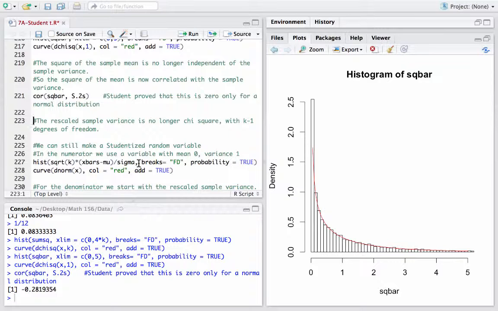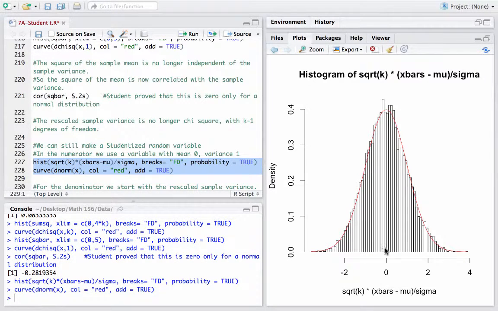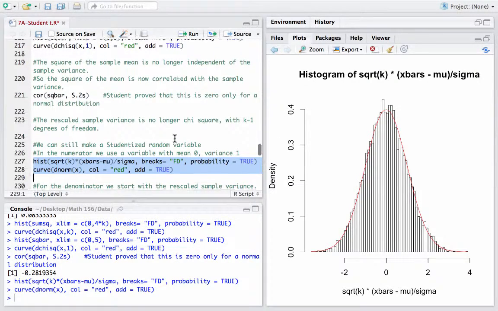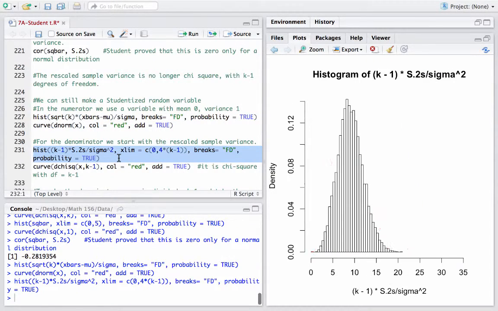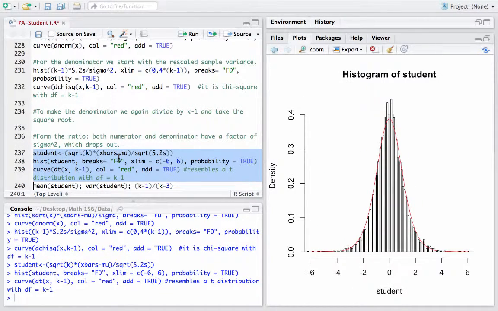And it's the exact same formula as before. So our numerator is the sample mean minus the expectation, divided by the true standard deviation times the square root of the number of samples, and that's going to be this normal looking shape right here. And the denominator is the rescaled sample variance. I think this was W in our proof. And if we put them together in a t-distribution, yeah, we see that it's pretty good.